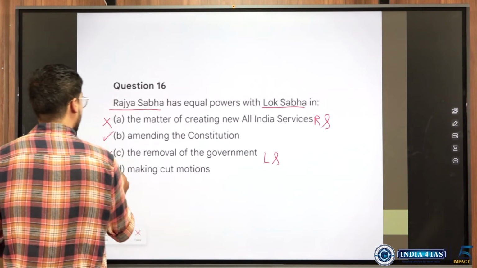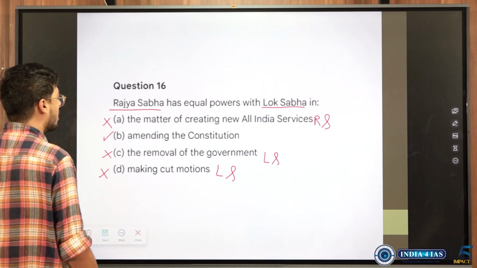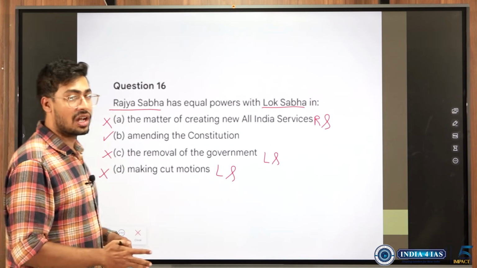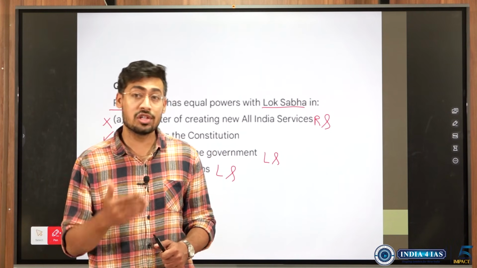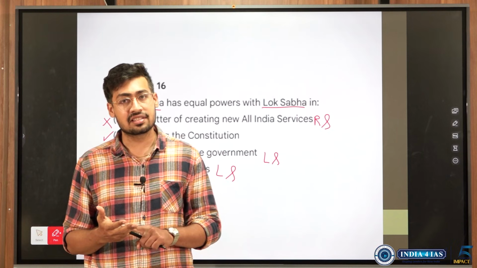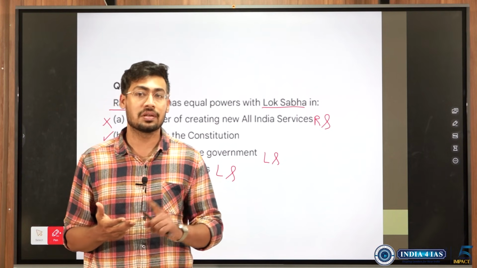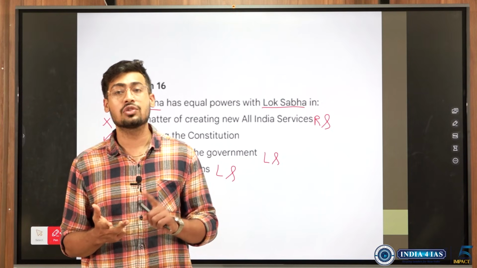Likewise, making cut motions, this is an exclusive power of Lok Sabha, which the Rajya Sabha does not have. So Rajya Sabha has certain special privileges or powers compared to the Lok Sabha. We should be aware of it. If you want Parliament to make a law on the state list, then Rajya Sabha has to pass a motion. If you want to create a new all India services, then Rajya Sabha has to initiate the motion.